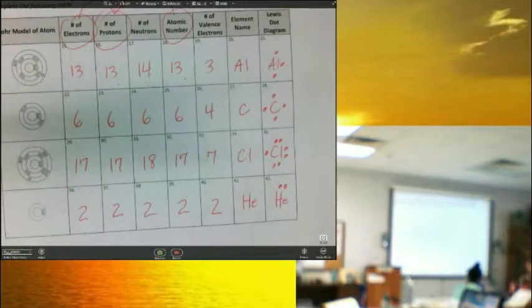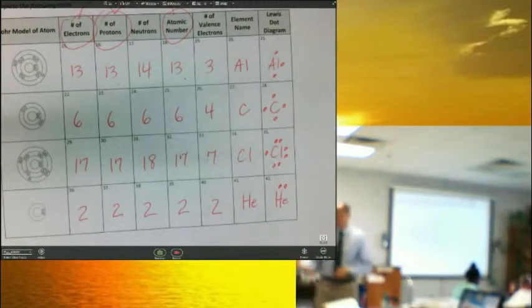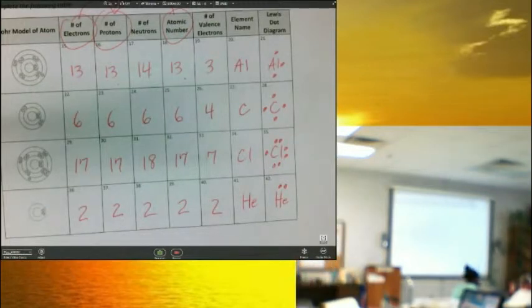What particles do you look at for reactivity? Which ones? Well, they're all in the cloud. Which electrons, though? The valence electrons. Okay, so Sean, which particles give you the reactivity? You just said it. Valence electrons.